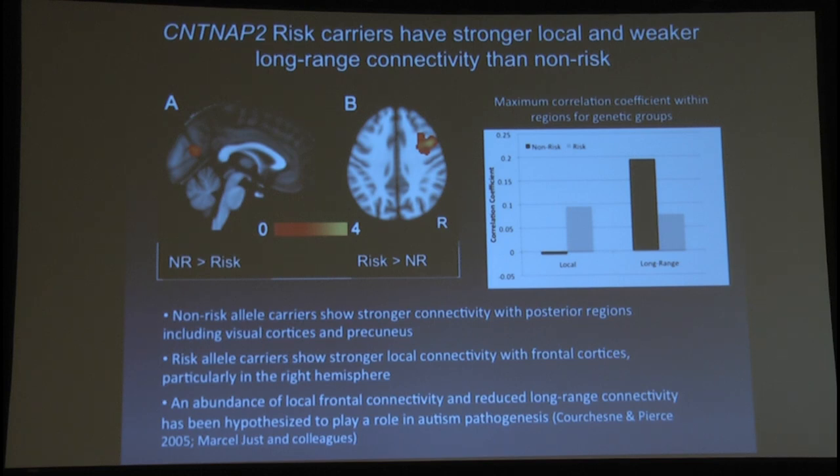In other words, just like we were showing you earlier when we looked at the gene pathways, we see increased local connectivity and decreased long-range connectivity in carriers of this risk gene. But what's really interesting is that these are not necessarily kids with autism with this risk gene. This is anybody with this risk gene. So basically what's happening is that the gene is biasing the brain to a certain pattern of neural connectivity, okay? It's this pattern of increased local connectivity and decreased long-range connectivity.